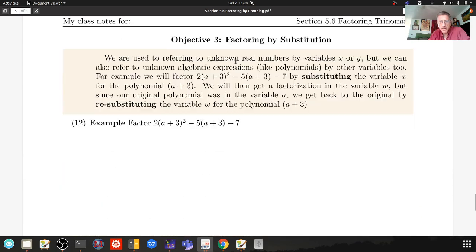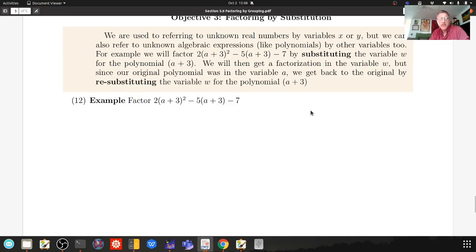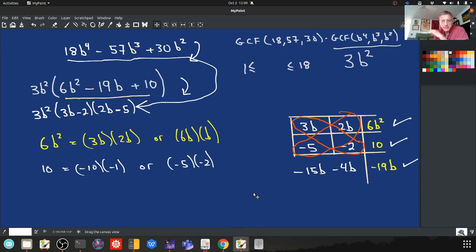I want to go on and do factoring by substitution. So we're used to referring to unknown real numbers by variables x or y, but we can also refer to unknown algebraic expressions like polynomials by other variables too. So for this one, we're going to factor 2(a plus 3) squared minus 5(a plus 3) minus 7, by substituting the variable w for the polynomial a plus 3. So let me just show you how that's going to work.